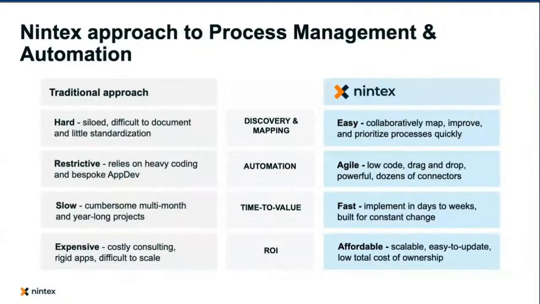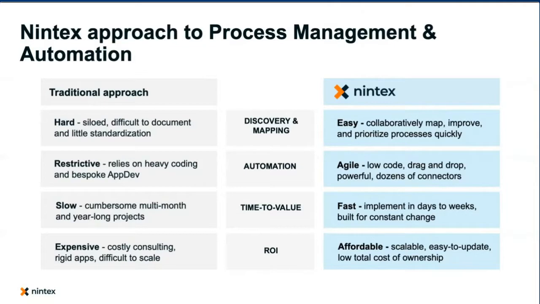And at Nintex, we take a different approach to process management and automation. Traditionally, the discovery and the mapping of processes was challenging, with tools that caused processes to be difficult to find and caused a lack of collaboration and standardization across the business. Traditional automation requires heavy coding and development resources, and often these restrict how quickly automation can be implemented. The time to value is slow, and the ROI was hard to measure, as traditional automation projects took years with costly consulting and a lot of rigidity, making them very difficult to scale.